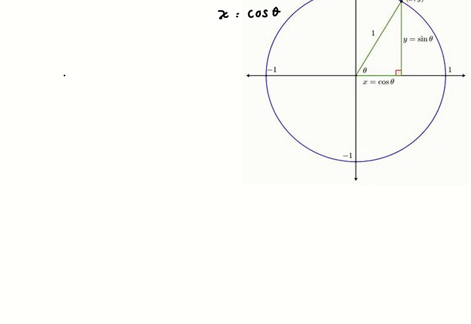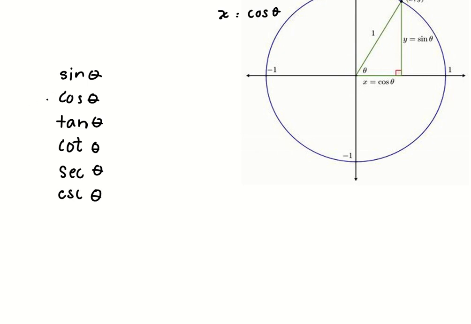Just list down all the trigonometric functions. So we have sine theta, cosine theta, tangent theta, cotangent theta, secant theta, and cosecant theta. The reciprocals are sine and cosecant, cosine and secant, tangent and cotangent. Those are reciprocal. So let's list down all the reciprocal identities.